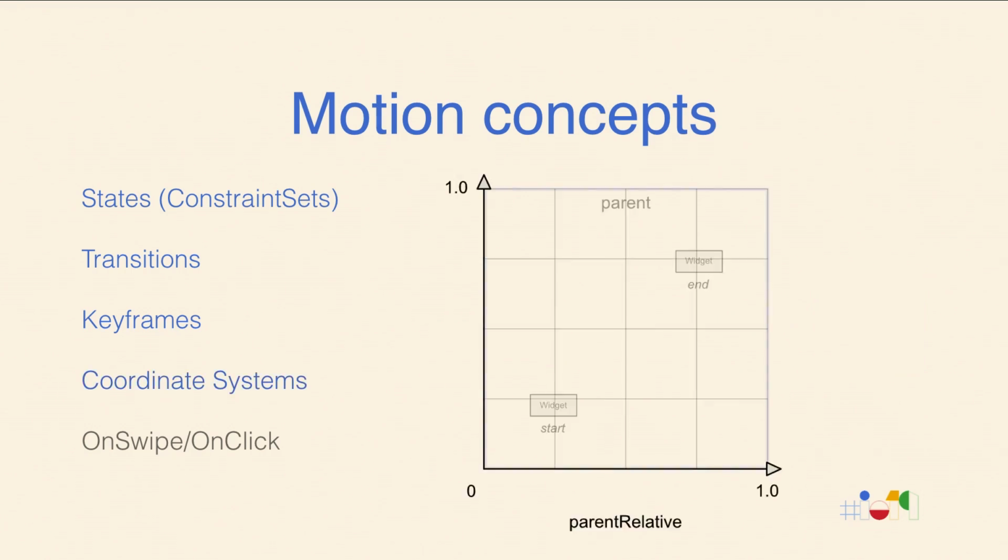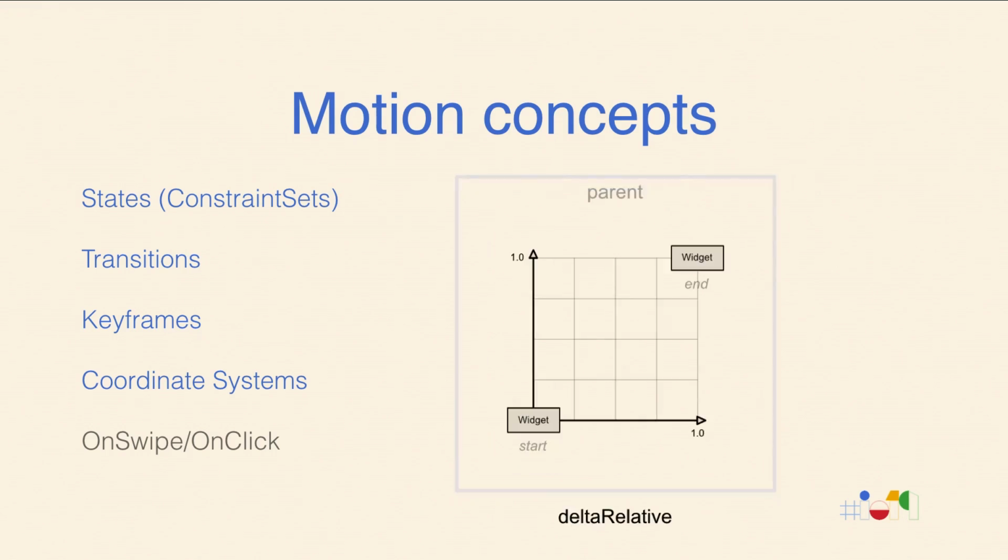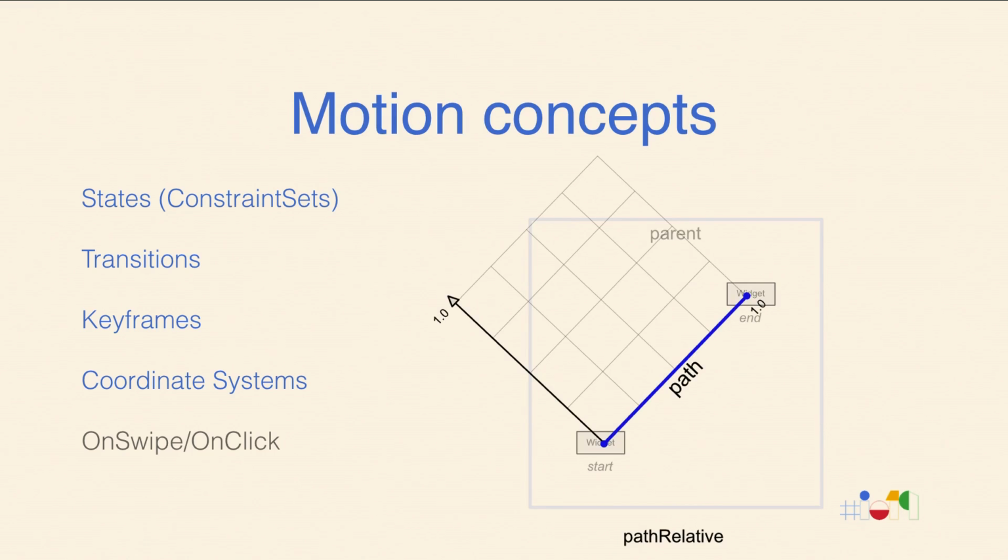One of the unique things about the system is it has a few different coordinate systems. Very important because in this sort of situation, you're moving between two undefined states. The phone could be different, it could be in landscape, whatever. You need to have a coordinate system that can handle that. So one of them is parent relative, another one of them is delta relative, which is actually the default. It allows you to move in X and Y separately. The other one is path relative. So if you're deforming around the path, that allows you to do that.